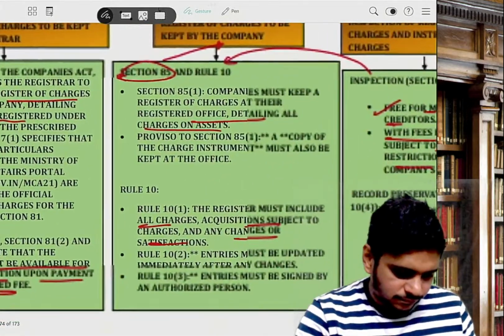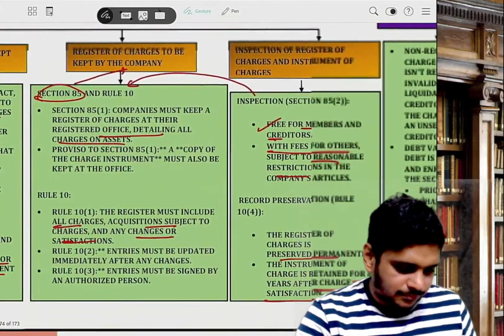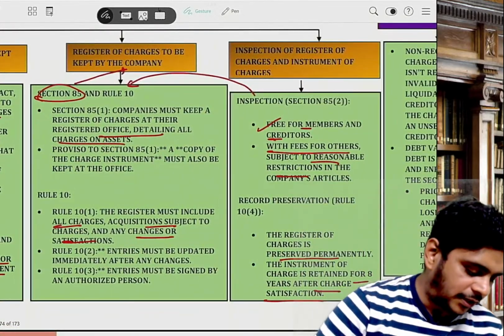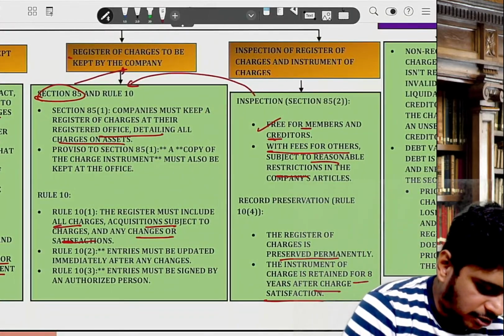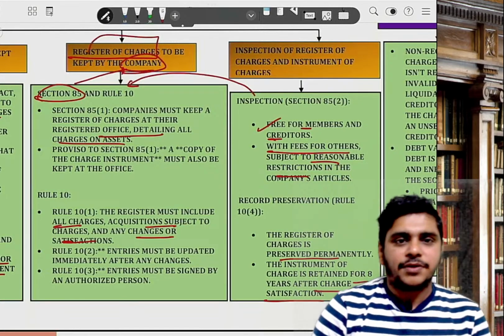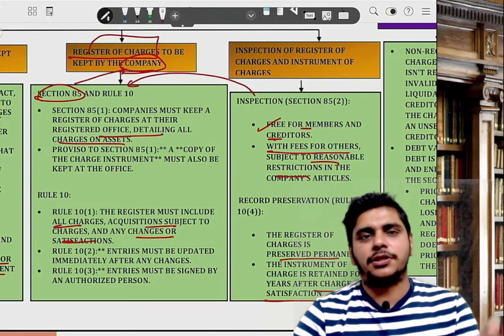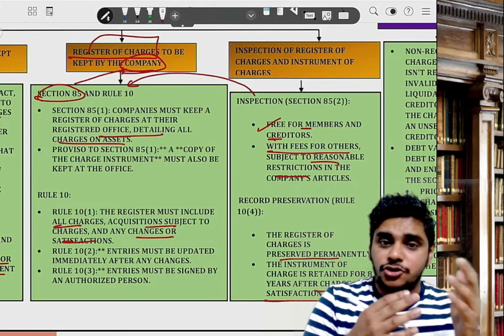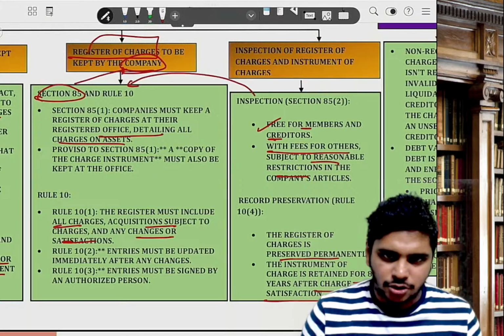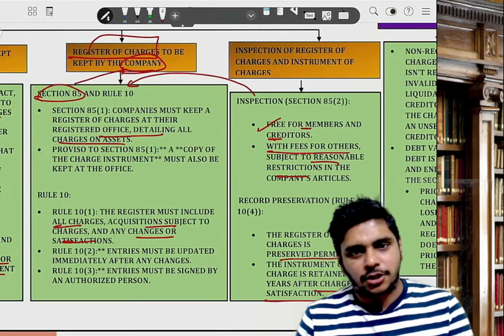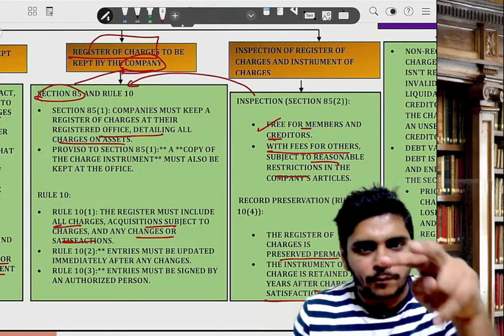85. 85 is the brother of 81. Register of charges to be kept by the company. Every company should keep a register of charges, including the instrument creating a charge, at their registered office, and it should be available for inspection. Two people can inspect it for free.